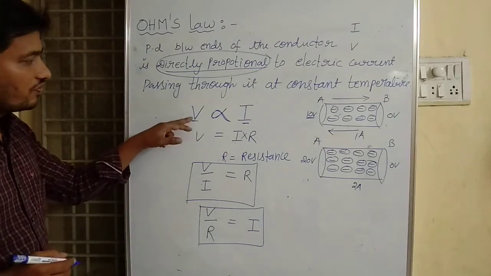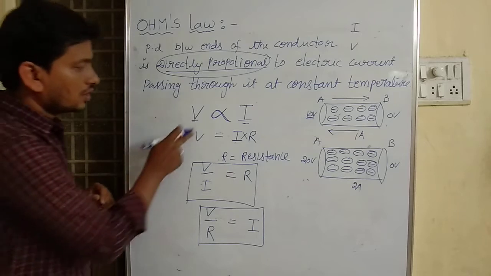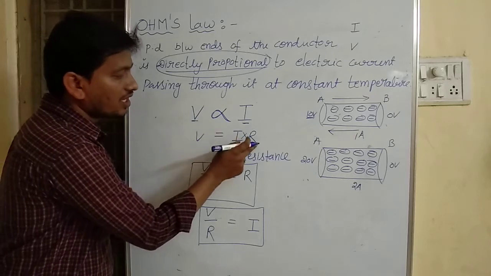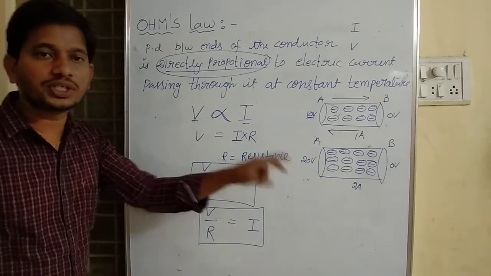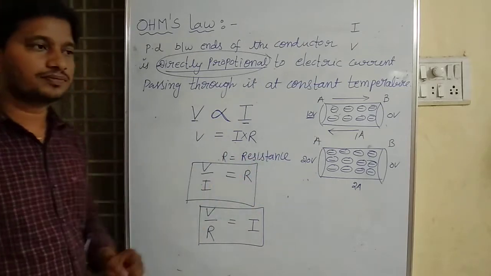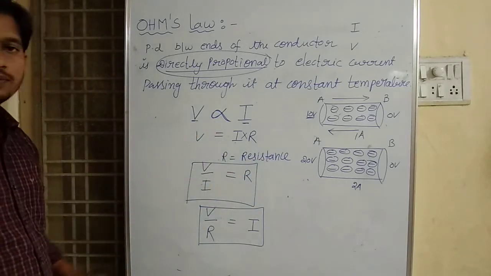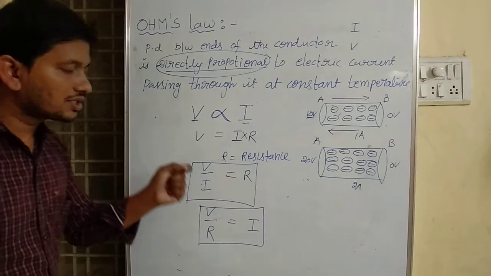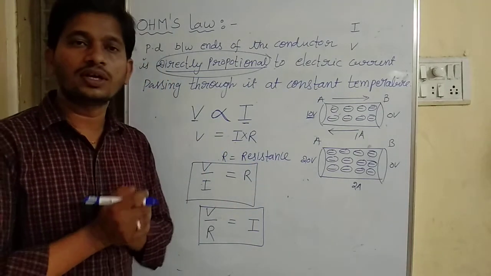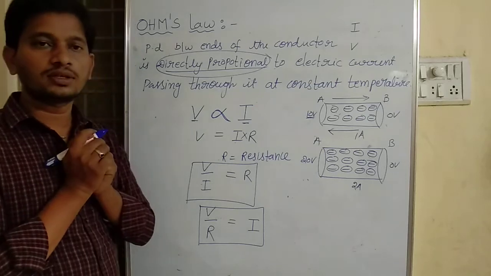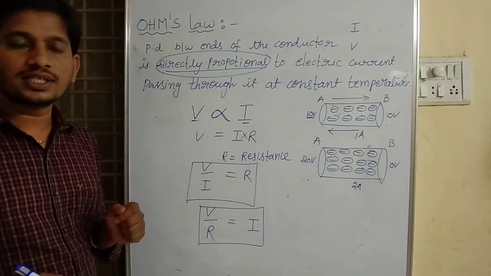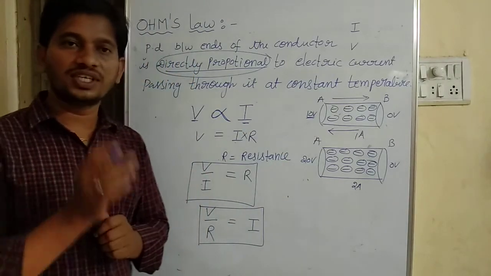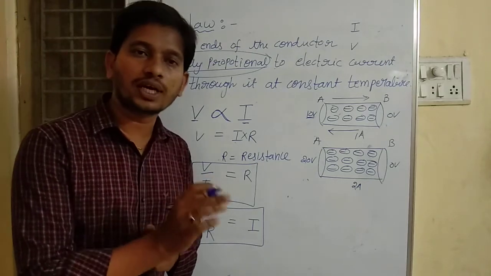Students, listen. V is directly proportional to I. Let me remove this proportionality with an equal sign, and that is IR. Here R is called the proportionality constant. Also we can call it resistance. So R equal to V by I, and I equal to V by R. What do you mean by resistance? Resistance is nothing but the obstruction for the flow of current.